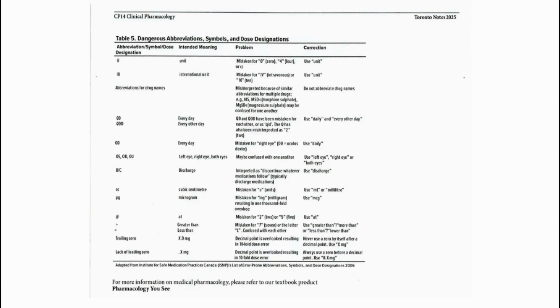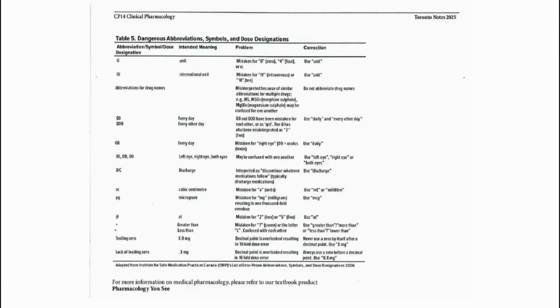Now, let's move to the next page, the last page. In the final page, we will continue discussion on Table 5, dangerous abbreviations, symbols, and dose designations, which highlights common prescribing errors and recommends safer alternatives. Understanding these unsafe abbreviations is essential for reducing medication errors and improving patient safety.